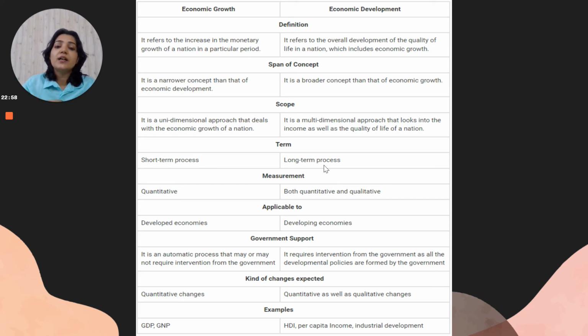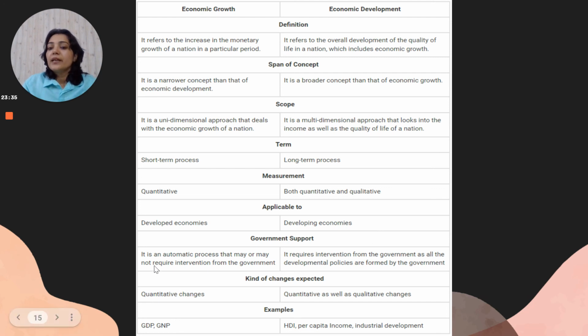When the government is laying down any policy, for economic growth it is calculating on the basis of an annual plan. It could be a 5-year plan, it could be a 4-year plan also. But economic development is a long-term process that the government is looking forward to. Measurement: quantitative versus qualitative, though economic development includes quantitative also. This is applicable to developed economies, and this one is applicable to developing economies.